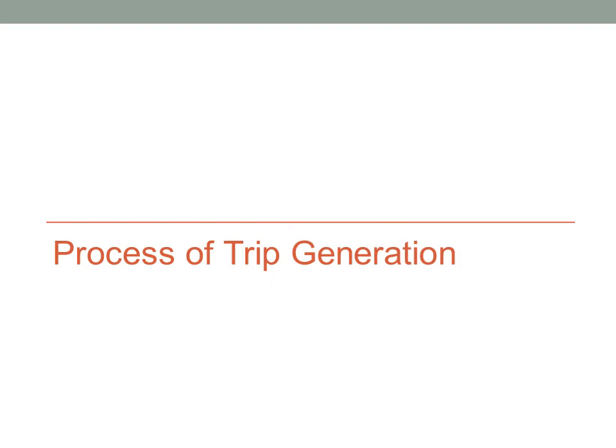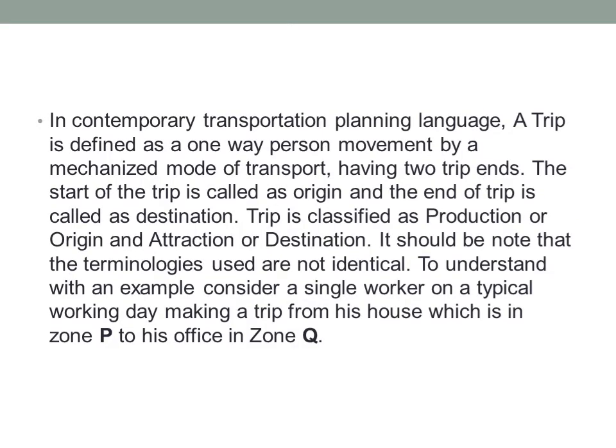Process of trip generation. In contemporary transportation planning language, a trip is defined as a one-way person movement by a mechanized mode of transport having two trip ends. The start of a trip is called the origin and the end of a trip is called the destination. Trip is classified as production or origin and attraction or destination.